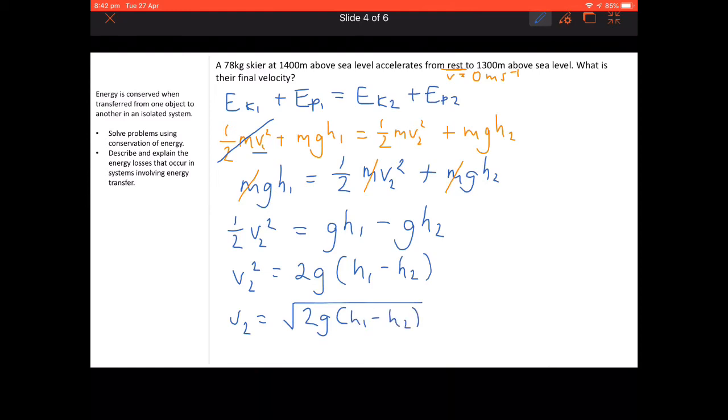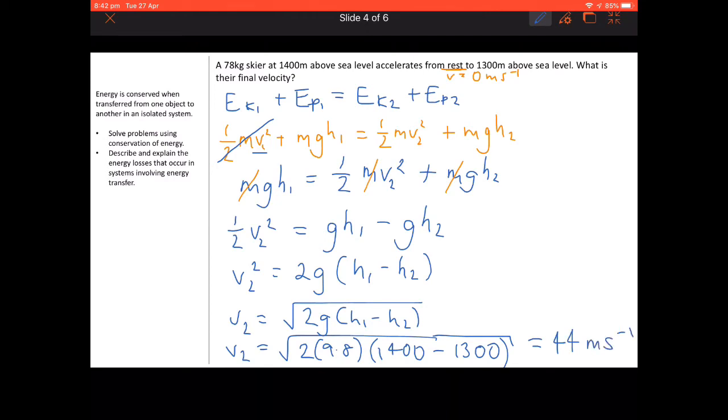If we sub in all of our values, we'll get v2 is equal to the square root of 2 by 9.8, and then height 1, which was 1400, minus height 2, which was 1300 metres above sea level, and then pop all of that into your calculator. You'll end up with 44 metres per second, and that is the final velocity of the skier, or the velocity when they're at 1300 metres above sea level.